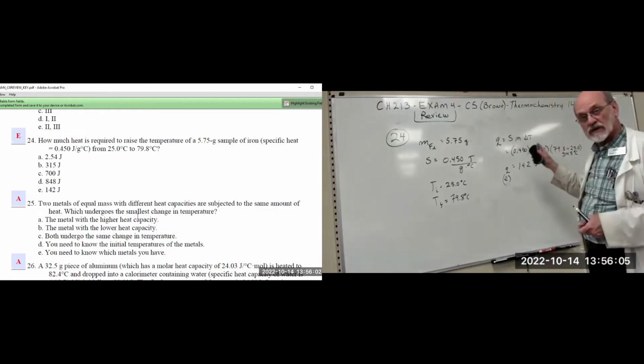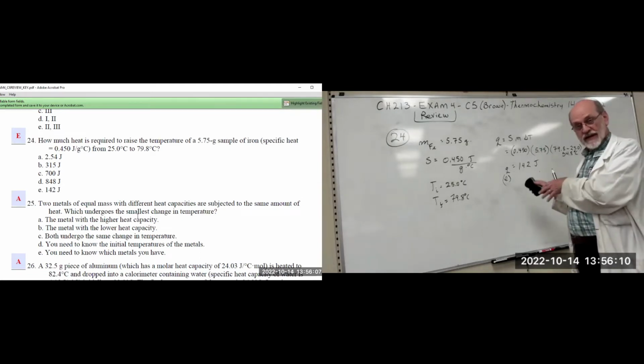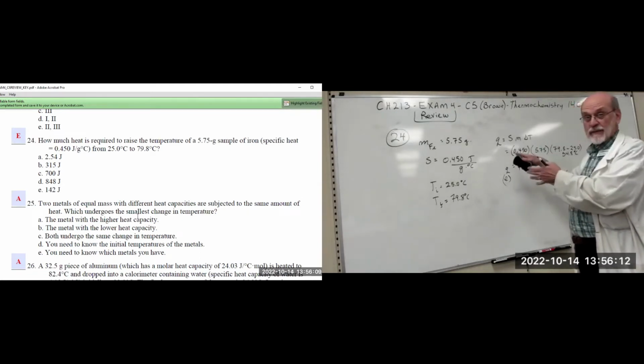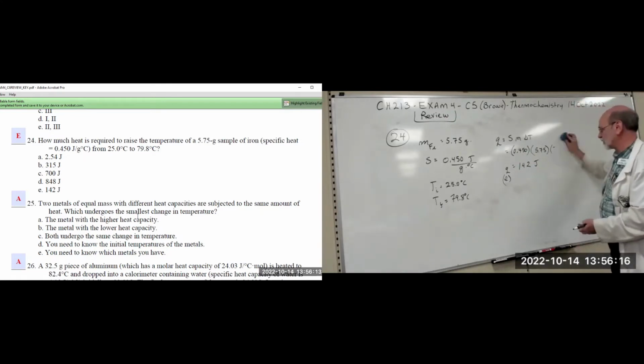Be sure you know how to work these problems. Because if you see a problem like this on the test, it may not have the same parameters, but it may have the same approach. So be able to work the problem.